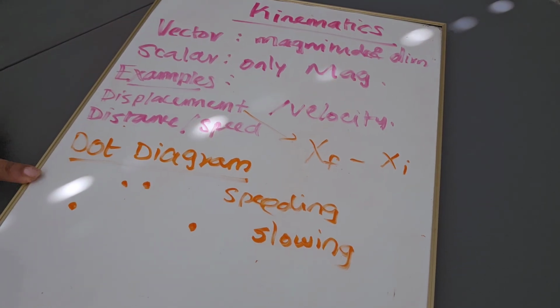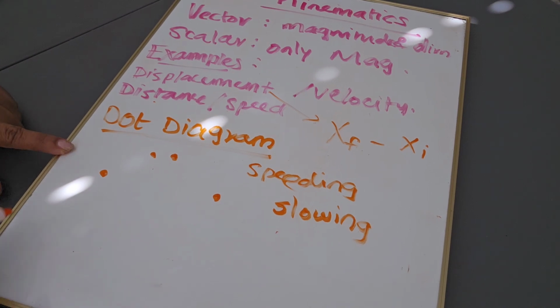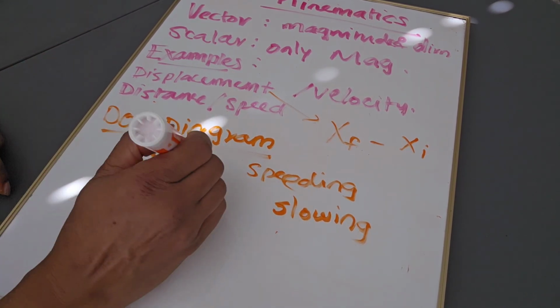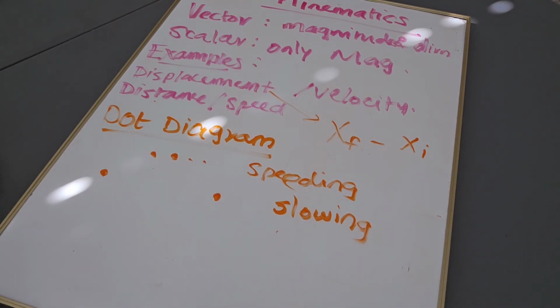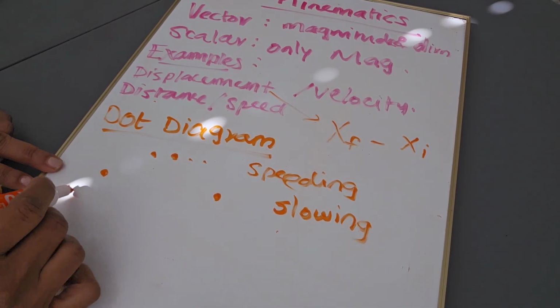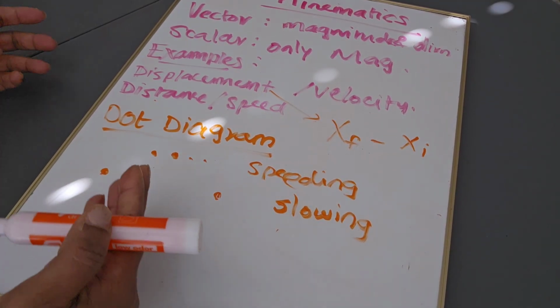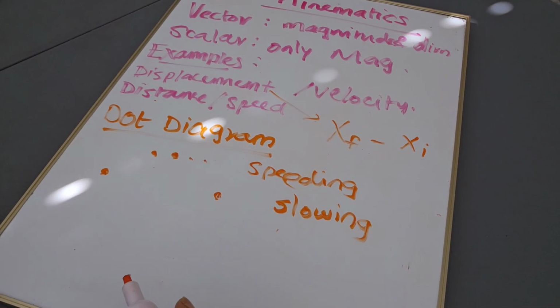Next come some problems involving dot diagrams, where you are asked to analyze whether something is speeding up or slowing down. If you see the dots frequently, what does that tell you? The position is changing faster, right? Whereas if you see the dots not very frequently, that tells you it is at a slower pace. Just keep that in mind.